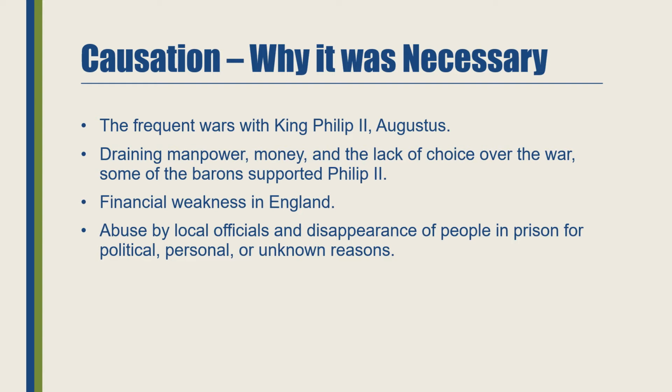So these wars and King John's taking money began to result in financial weakness for England. There was another issue going on, and that was abuse by local officials and disappearance of people in prison for political, personal, or even unknown reasons. One of the big problems was what's called a bailiff or a sheriff, a person who enforces the law on a local level, basically the police.